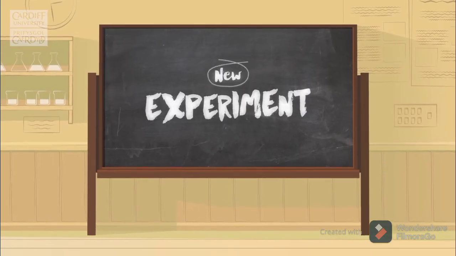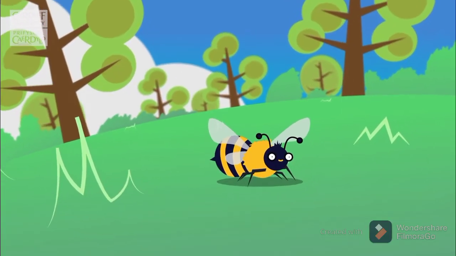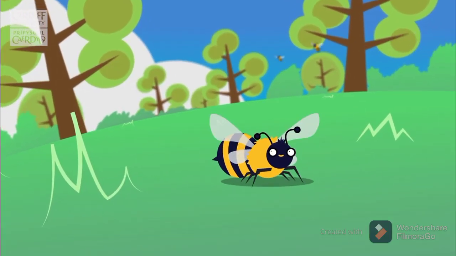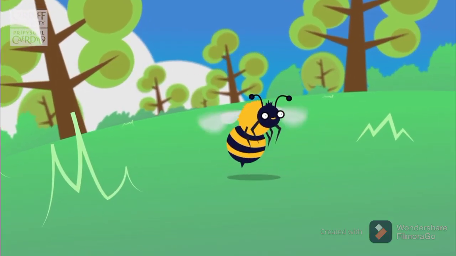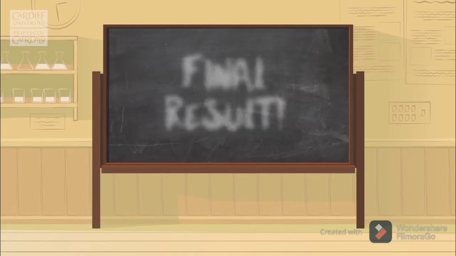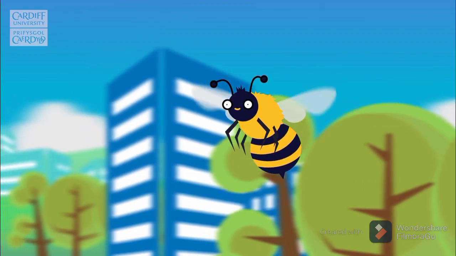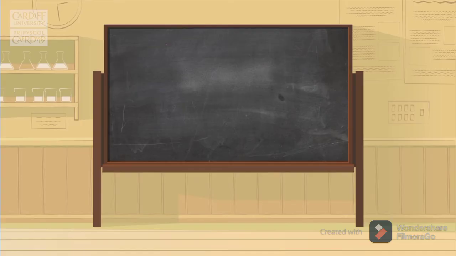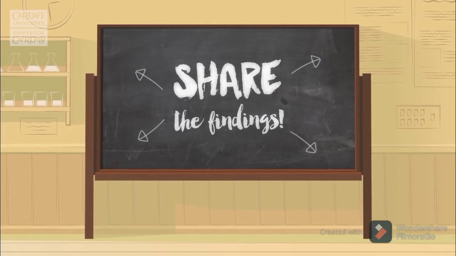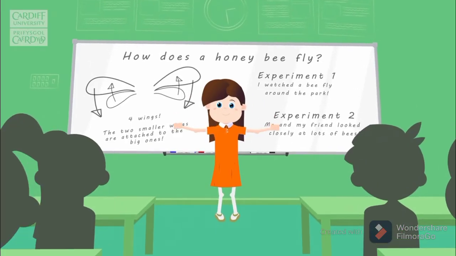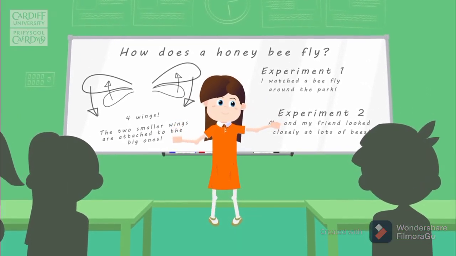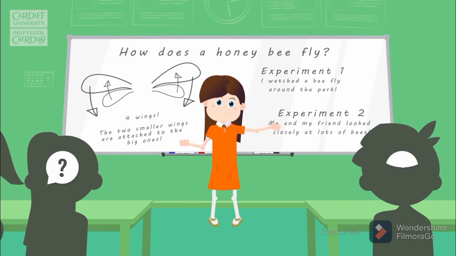New experiment. You look closer at the bees on the ground and in the air, and you notice that all the honeybees you see are using their wings to fly. Final result. The honeybee flies by moving all four of its wings back and forth really fast. Share the findings. By helping others to understand what we have learned, we can inspire them to think of their own questions to find answers to.